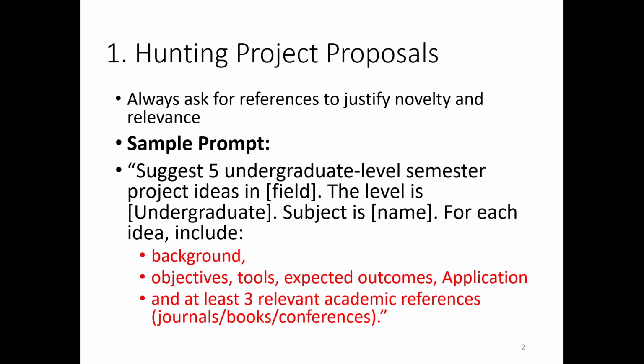So the sample prompt is: suggest five undergraduate level semester project ideas in [field]. Whenever in my lecture you see a large bracket, that means you have to put your input in these brackets to get the output. So for example, in the field part, you'll have to put in the field which relates to you so that you can get a precise output. The level is undergraduate. Subject is where you plug in your subject name. And for each idea, include background, objectives, tools, expected outcomes, applications, and at least three relevant academic references, journals, books, and conferences.